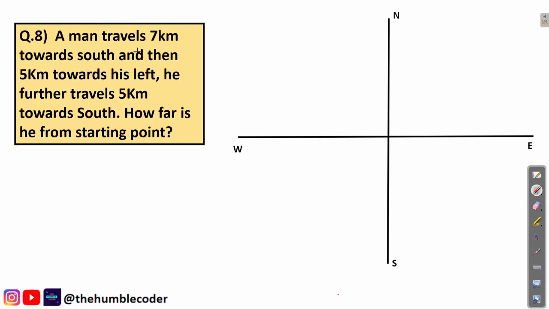A man travels 7 kilometers towards the south. So this is the starting point for the man, and then he walks 7 kilometers towards the south, and then 5 kilometers towards his left. So left for him will be in this direction. So 5 kilometers towards the left. So he is at this position right now. He further travels 5 kilometers towards the south. So south will be this, 5 kilometers towards the south. How far is he from the starting point? We need to find out this distance.